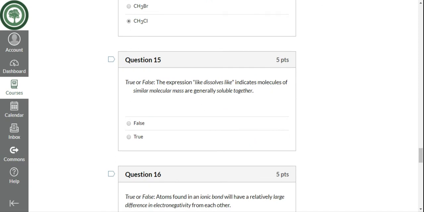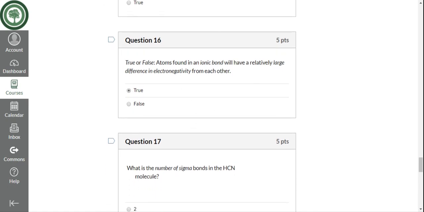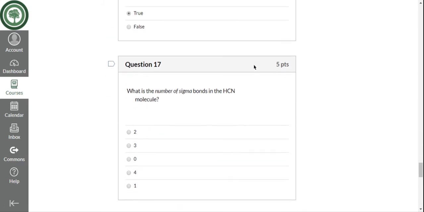Like dissolves like means that things with similar mass are generally soluble. That's false. Hopefully you know that instead of mass, this should be with similar polarity. Atoms in ionic bonds have relatively large differences. Yep, that's true. Again, if the difference is close to 0, it's nonpolar, and if it's somewhere medium, it's polar.